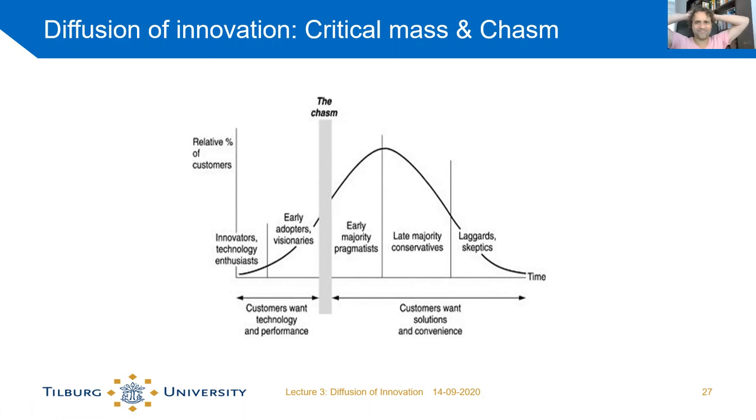So does anyone know an example of a product that fell into the chasm, or has successfully jumped the chasm into the mass market, or a product that failed? A toothbrush? I think the toothbrush made it throughout the system. Yeah, Google Glass, I think, is a good example. Google Home.